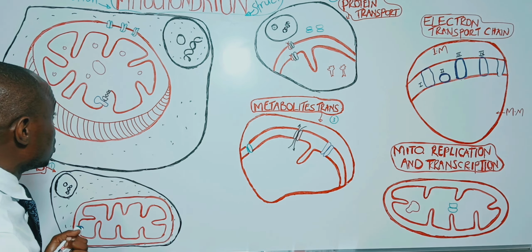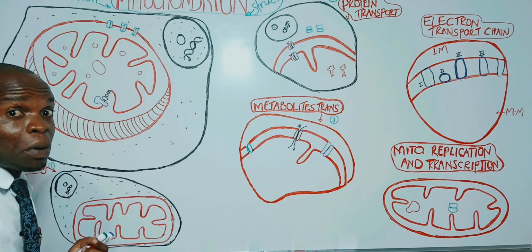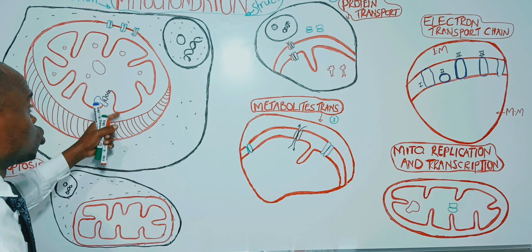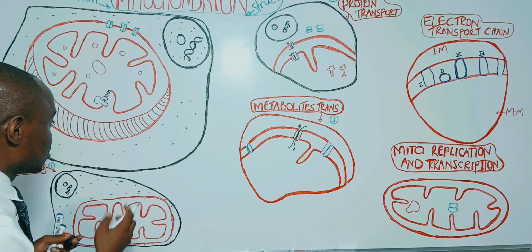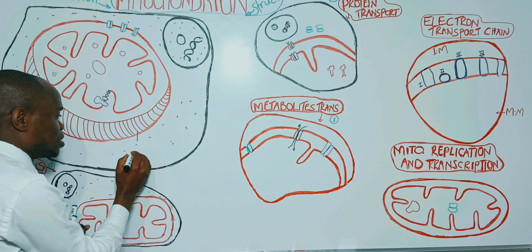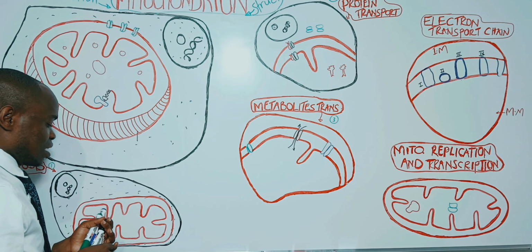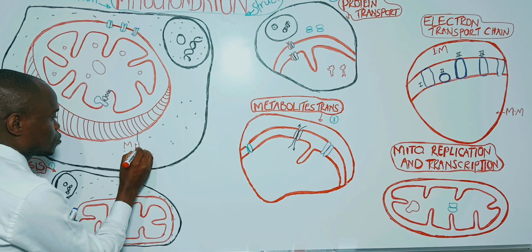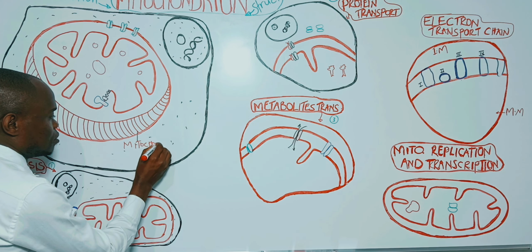We have now the center, what we call the power of the cell. The power of the cell is what we call the mitochondria. This is called the what? The mitochondria. Allow me to label it here. I'm going to label it as mitochondria. This is what we call the mitochondria.